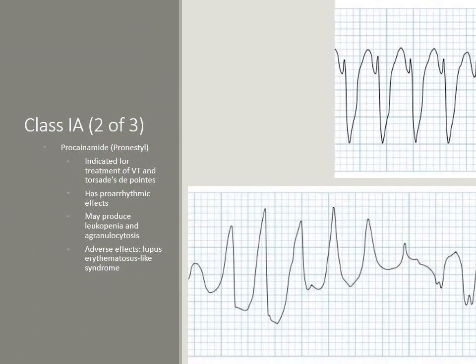Procainamide. Procainamide is indicated for the treatment of ventricular tachycardia, pictured here, and torsades de pointes, pictured here in the bottom. It has a pro-arrhythmic effect and may produce leukopenia or agranulocytosis. Adverse effects include lupus erythematosus-like syndrome.